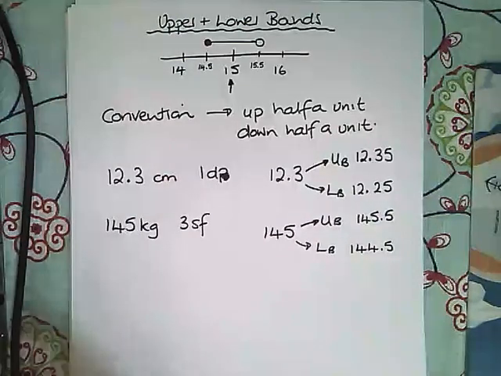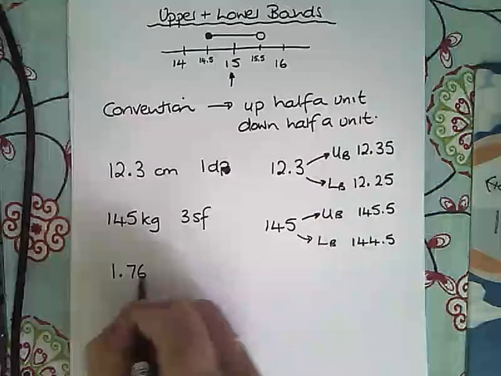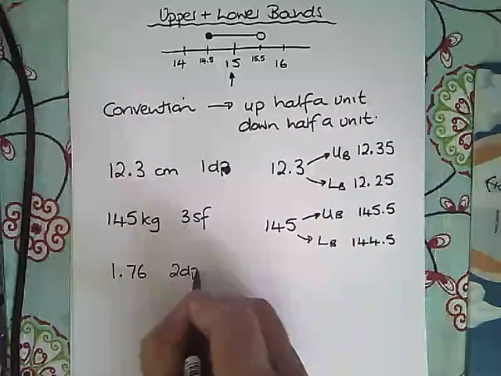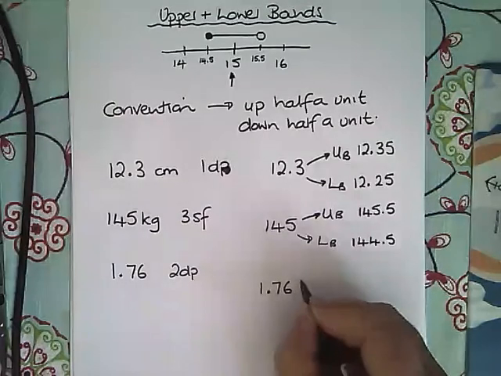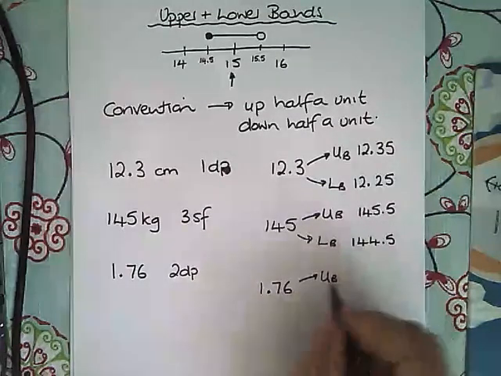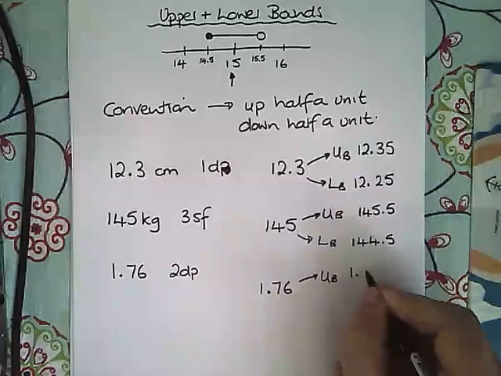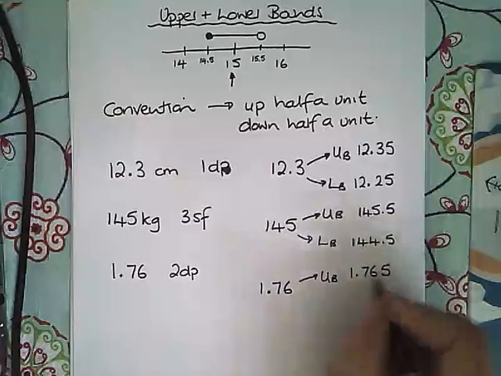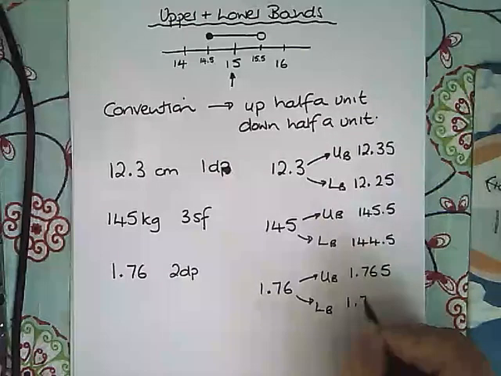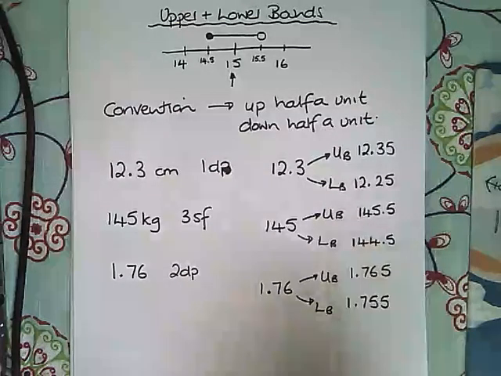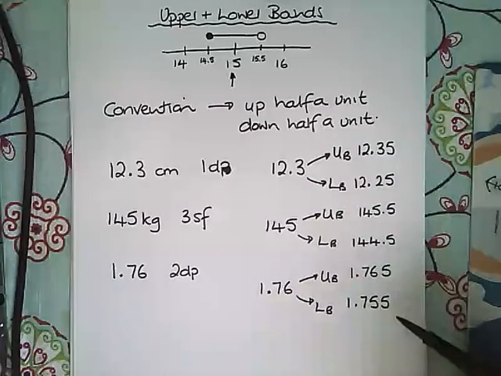If I had something where I was going to two decimal places, let's do that one, 1.76, and I've been told that that's to two decimal places. I write down 1.76. My upper bound, I'm going to go to that third decimal place and make it half a unit, so 1.765, and then my lower bound would be 1.755. The way I look at it is I'm thinking that this is 65 and I go down and this would be 55, okay?